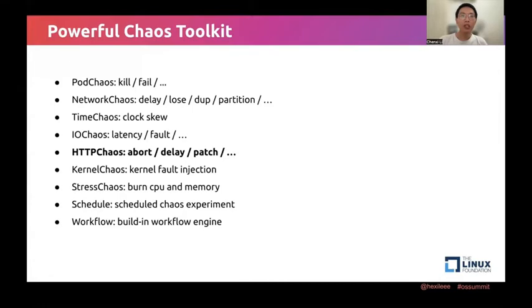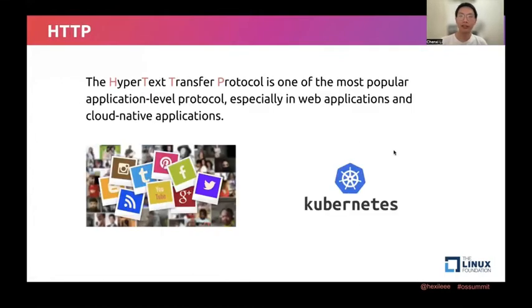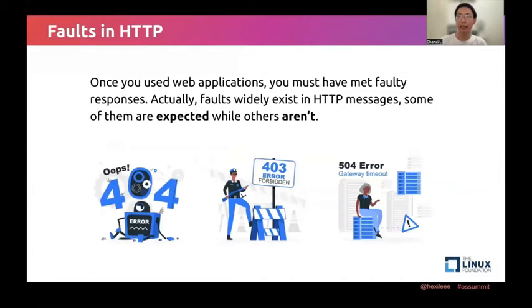So why do we need HTTP chaos, how is it implemented, and how do we use it? Let's see. The Hypertext Transfer Protocol, HTTP, is one of the most popular application level protocols, especially for web applications and cloud native applications. As a developer of cloud native applications and a human in the network society, I use HTTP almost any time I stay at a screen. I use Twitter, YouTube, Google in my play time and GitHub, Kubernetes in my work time. I believe many of you are almost the same as me.